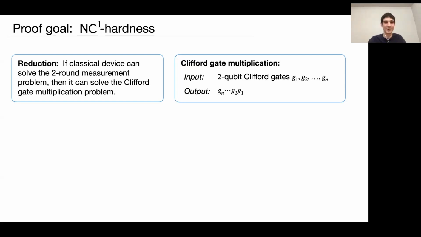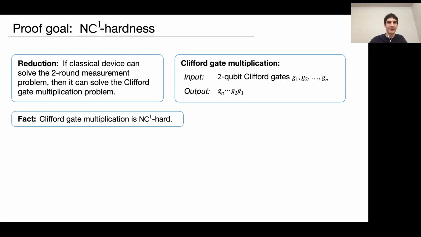And the Clifford gate multiplication problem is very aptly named. You're given a list of 2-qubit Clifford gates, G1 up to Gn, and you're asked to multiply them together and compute their product. It's a theorem that this problem is NC1-hard to compute, and we'll see why in a little bit. Not only is it hard to compute, it's hard even when the product is promised to always be either the identity or Hadamard tensor Hadamard. We're going to use that in a bit.